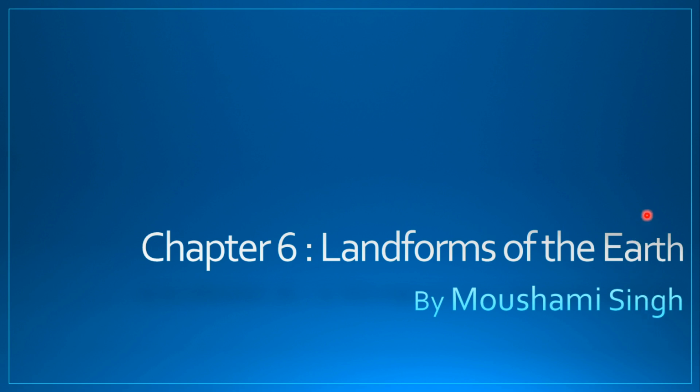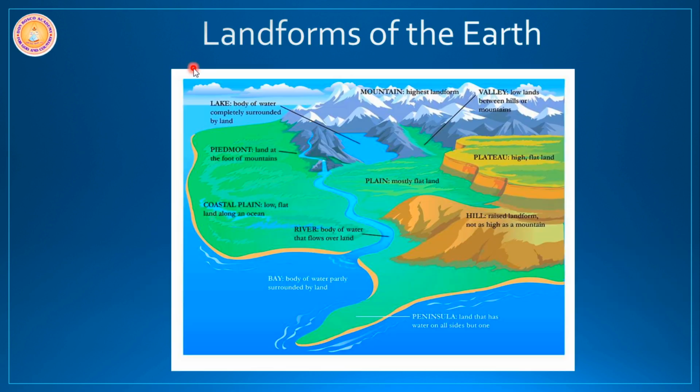Now, what is a landform? A landform refers to a natural rocky feature of the surface of the earth. So you can see on your screen the different kinds of landforms which are present on the earth.